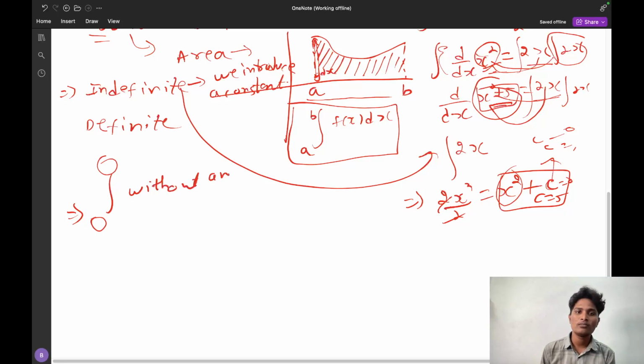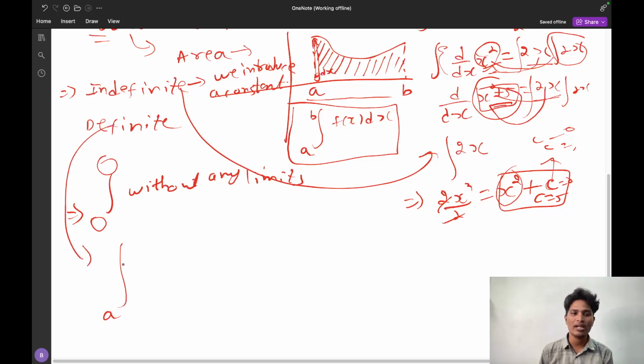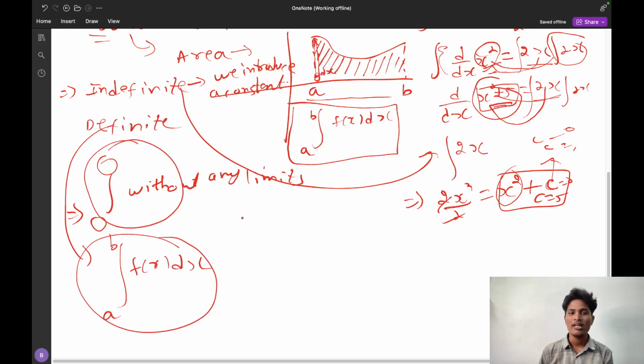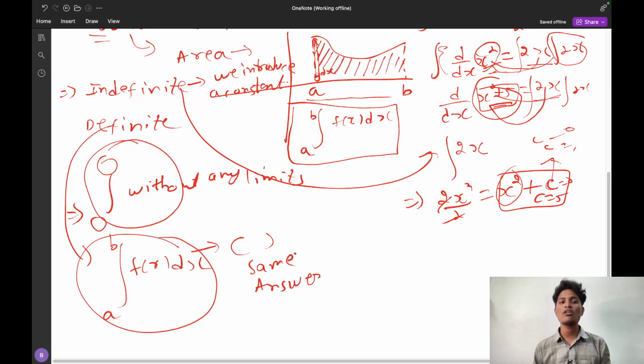And what is definite integration? Integrating with limits. Suppose this is the indefinite integration and this is the definite integration. In the definite integration, why is the name definite? Because here everyone will get the same answer.